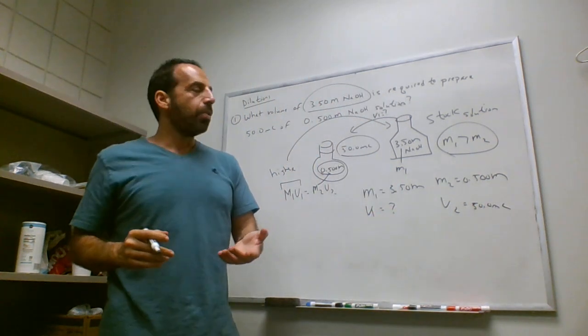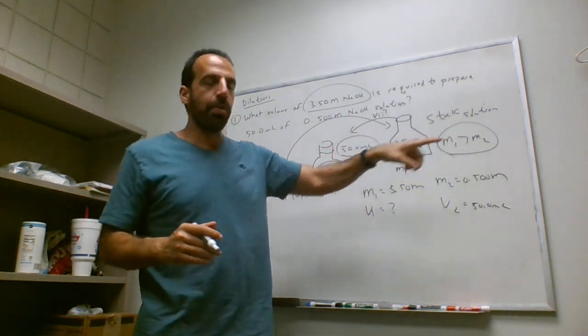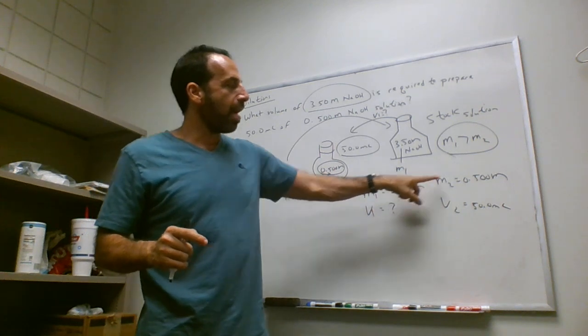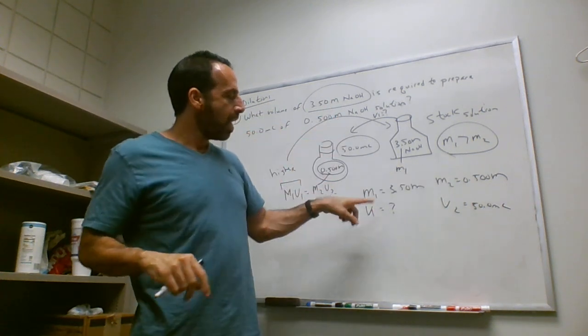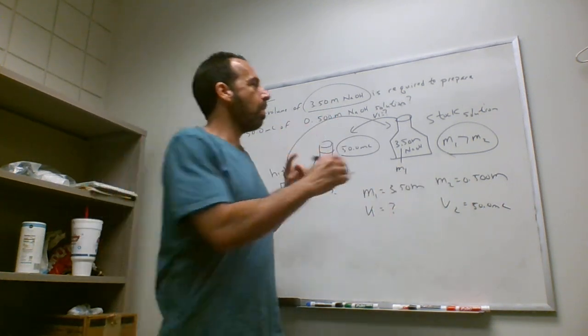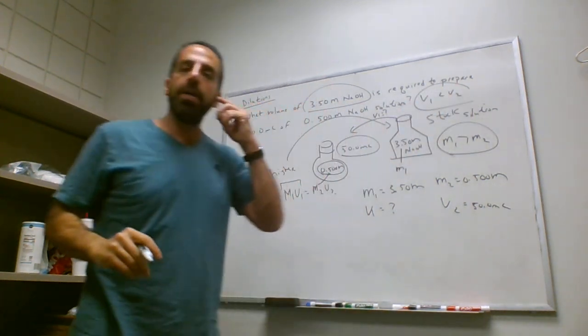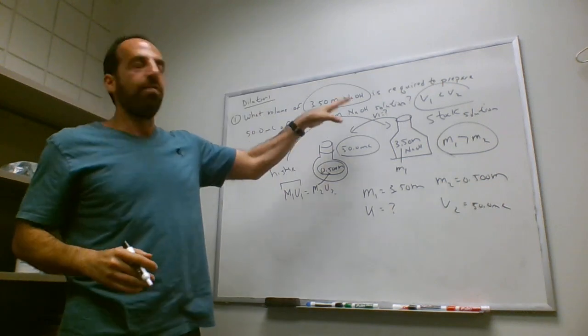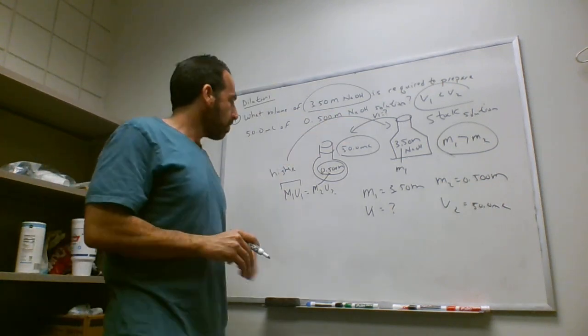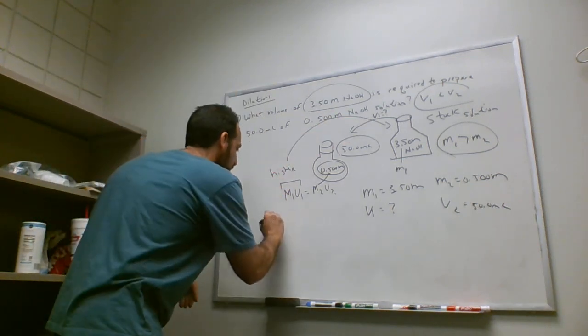A couple of tricks when you're doing this. M1 is always greater than M2. So 3.5 and 0.5. It's always going to have a higher concentration. In terms of V1 and V2, V1 is always going to be a lower amount than V2, because V2 is how much total volume you have at the end. V1 is how much you take out. So let's just go ahead and solve for V1.